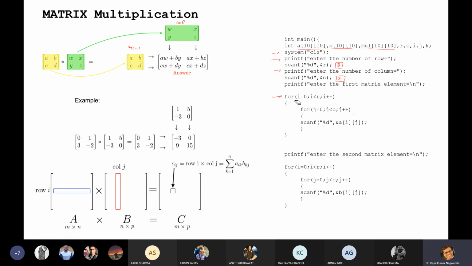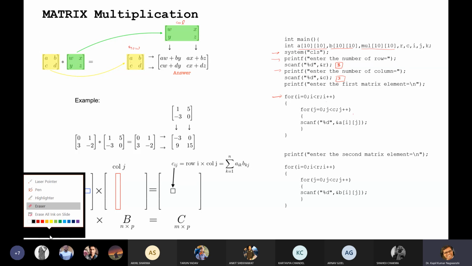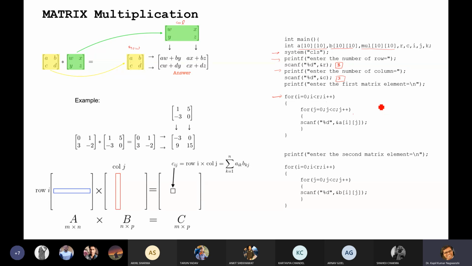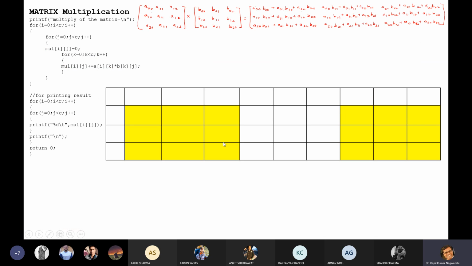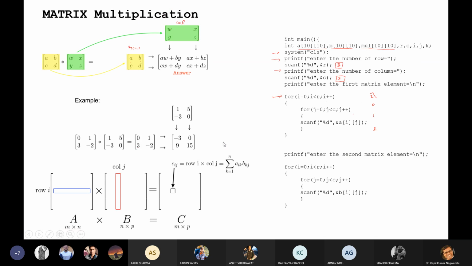So the outer for loop is given: i equals 0, 1, 2. I am writing the outer for loop here; i will run from 0, 1 and 2. Then for the inner for loop, for each i there will be execution of j. Let me write j also: j is 0, 1 and 2.